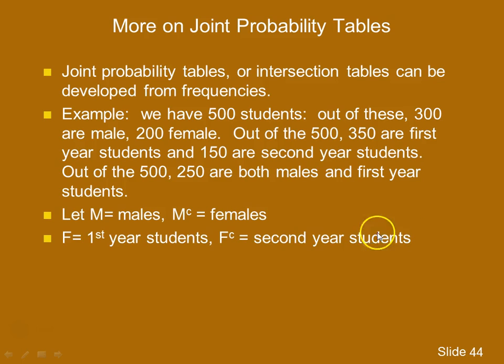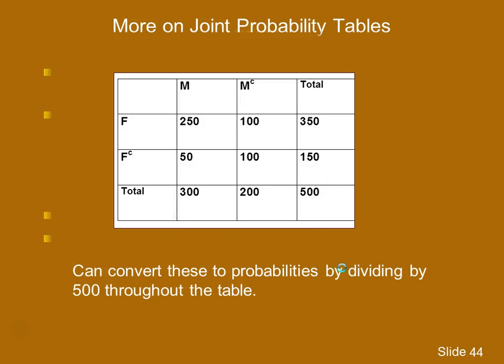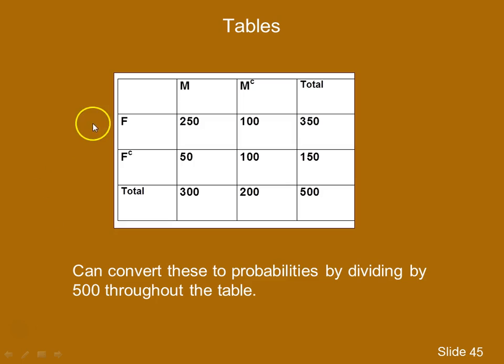Again, let's set up some notation. I'm going to let M be the males, M complement the females, F is the first-year students, F complement is the second-year students. Set up a little table here. F and F complement, M and M complement. Now these are not probabilities yet because remember probabilities have to be numbers between 0 and 1, but we're going to show you easily that we'll be able to convert these to probabilities pretty quickly.